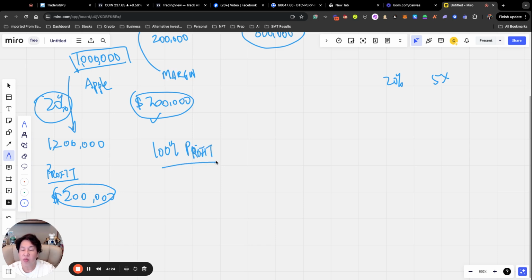Next, what is the risk of using leverage? Of course there's benefit, there's also risk. What is the risk when you do that? Let's say the Apple shares, instead of going up, went down 20%. So this time it's minus 20%, and now it has become 800,000.